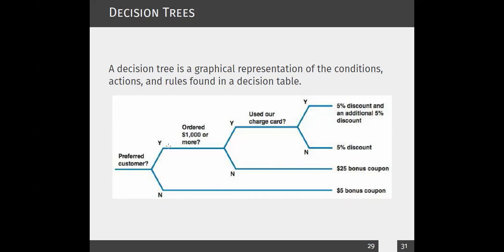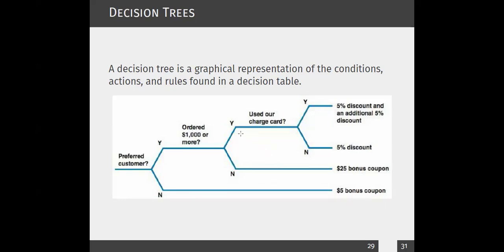Then if the preferred customer ordered 1,000 and more or use a charge card, then you have 5% discount plus additional 5%. If they have not used our charge card, it will be 5% discount. So you can see the same thing, but this will be very simple, right? So when you compare the decision table, the tree structure, this representation is much more simple.